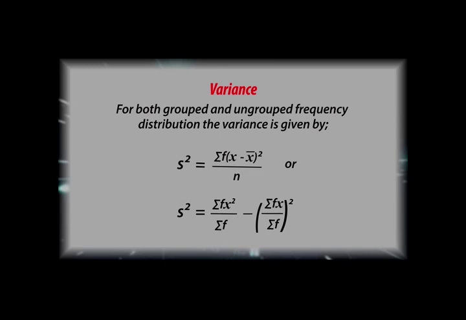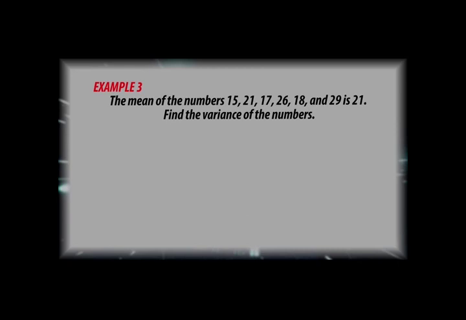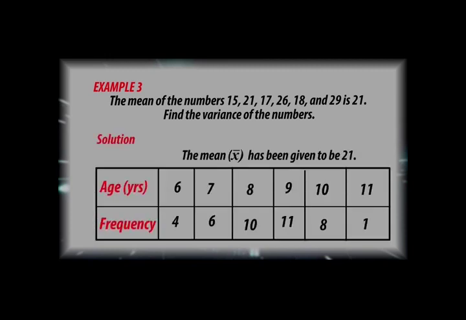So let's consider this example. Example 3 says the mean of the numbers 15, 21, 17, 26, 18, and 29 is 21. Find the variance of the numbers. Now let's look at the solution. The mean x bar has been given to be 21. So what we are going to do is to form a table.